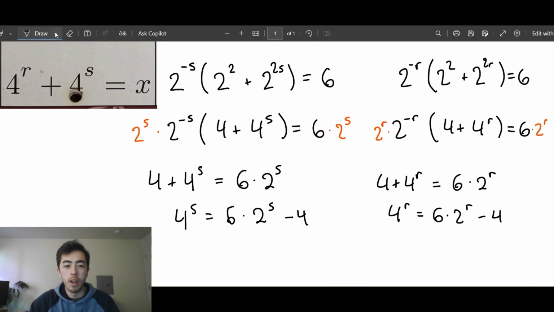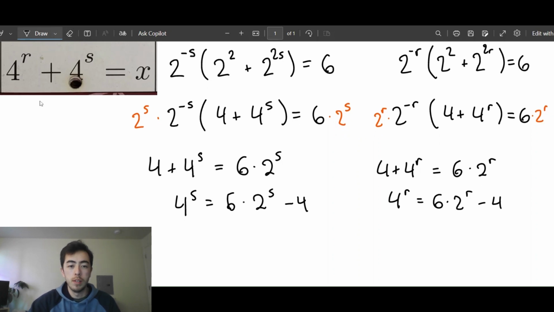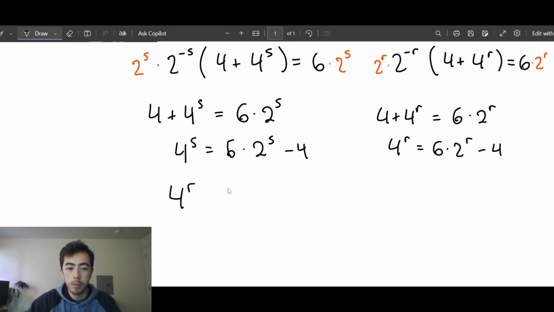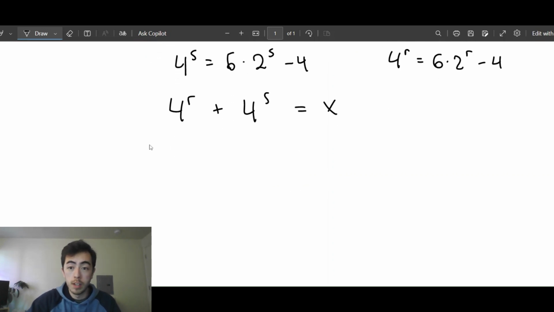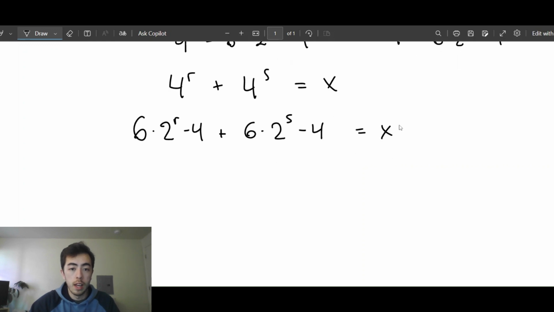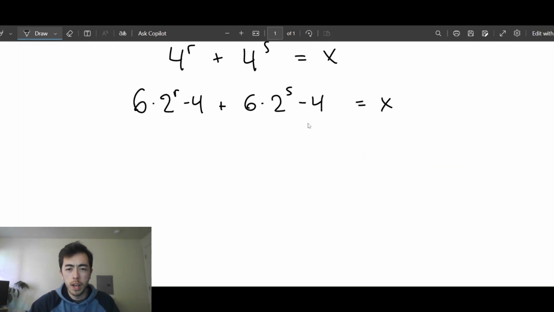So let me write out that last equation from the prompt just to keep all my thoughts in check. It does say 4 to the r plus 4 to the s is equal to x. So I'll do some substitution. I could sub in my 4 to the r expression from on the right. So I'll get something like that. And then I'll add 6 times 2 to the s minus 4. That's still supposed to be all equal to x. And how about we combine our minus 4s together? That'll just be a minus 8.